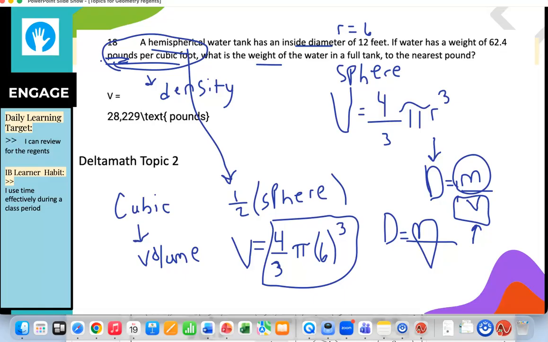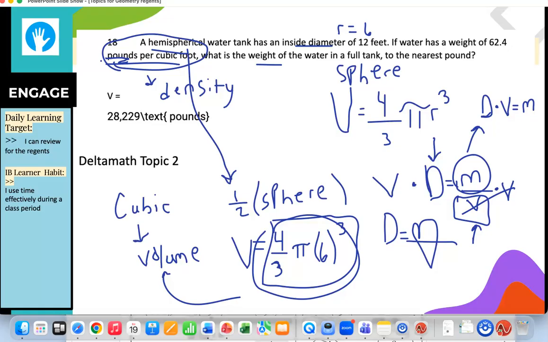And then in order to get M by itself, you need to know another version of this formula. D times V equals M. How did that happen? Well, if I wanted to isolate the M, I have to multiply V on both sides. This cancels. And then I'm going to multiply by V over here. So D times V equals M. So all you're doing is multiplying the volume. This is the volume, forgive me. You're multiplying the volume, but you have to divide it by 2, right?